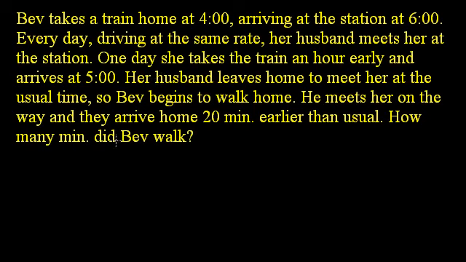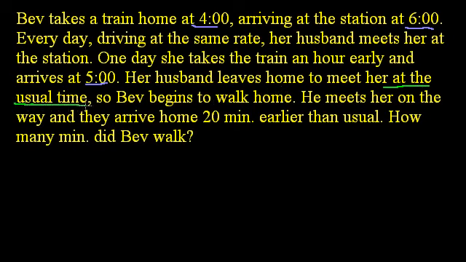So in this problem, we have Bev, and she takes a train home at 4 o'clock. She arrives at the station at 6 o'clock. Every day, driving at the same rate, her husband meets her at the station. Fair enough. One day she takes the train an hour early and arrives at 5. Her husband leaves home to meet her at the same usual time.